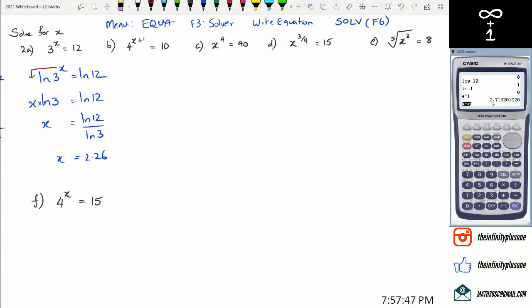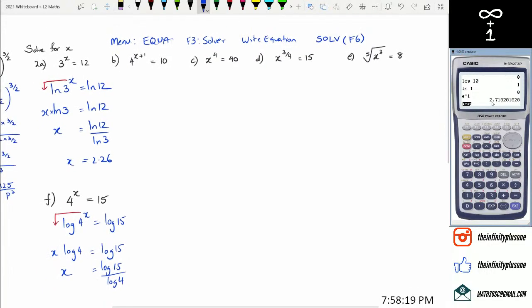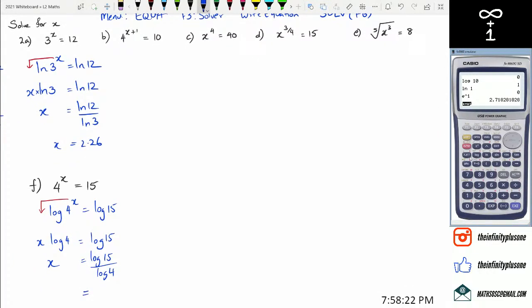Okay, so what I'm going to do is question 2b. Actually, I'm going to go 2f first, the 4^x equals 15, real quickly. Doesn't matter if I use log or ln. I'll use log in this case. So log 4^x equals log 15. Move the x along to the front. So I'm going to get x log 4 equals log 15, and then x is equal to log 15 divided by log 4, which is whatever it is on the calculator. That's going to give me 1.95.